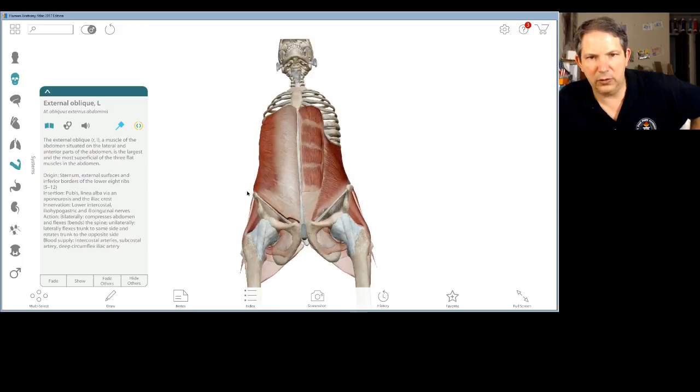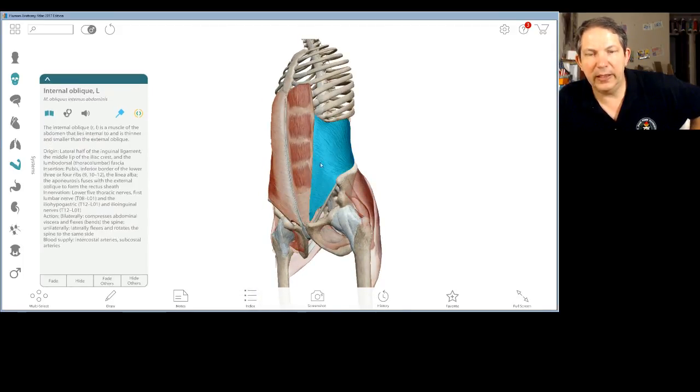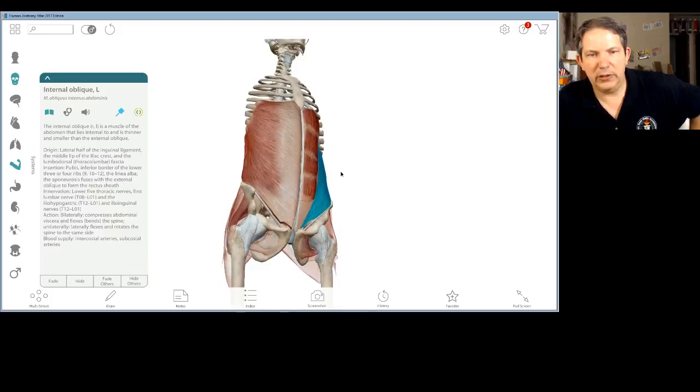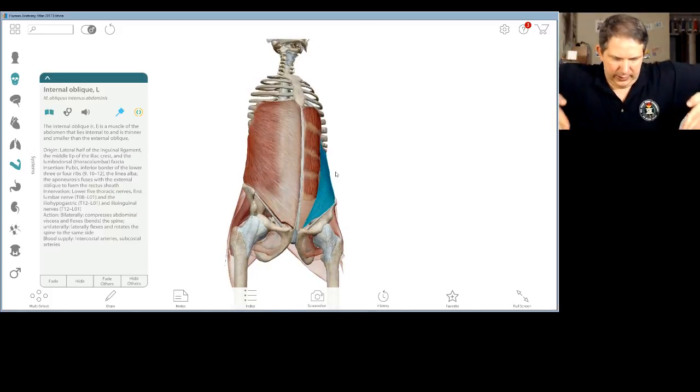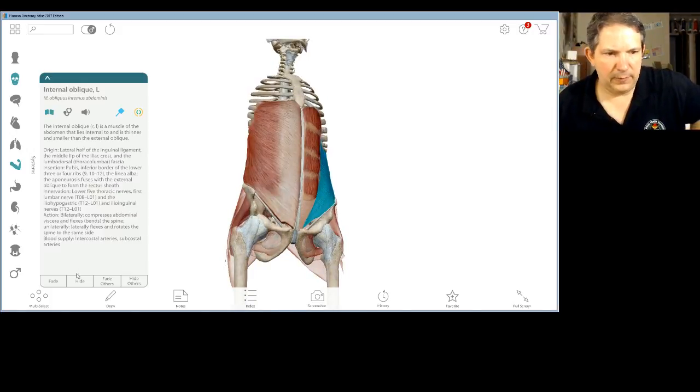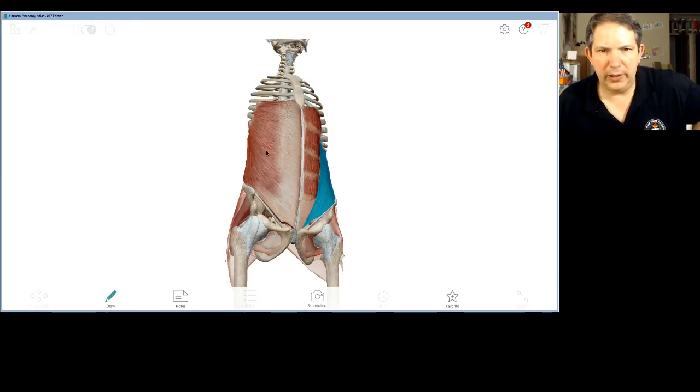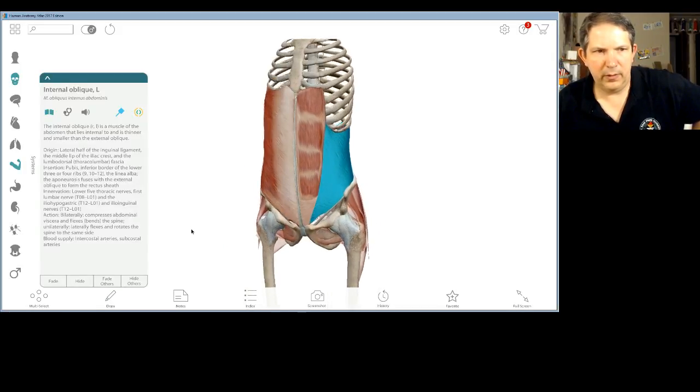If we hide the external oblique, then we can see the internal oblique. The main thing I want you to realize here is the direction of the fibers. With the external oblique, the fibers are going in this direction, and with the internal obliques, the fibers are going 90 degrees to that. Okay, you see that?